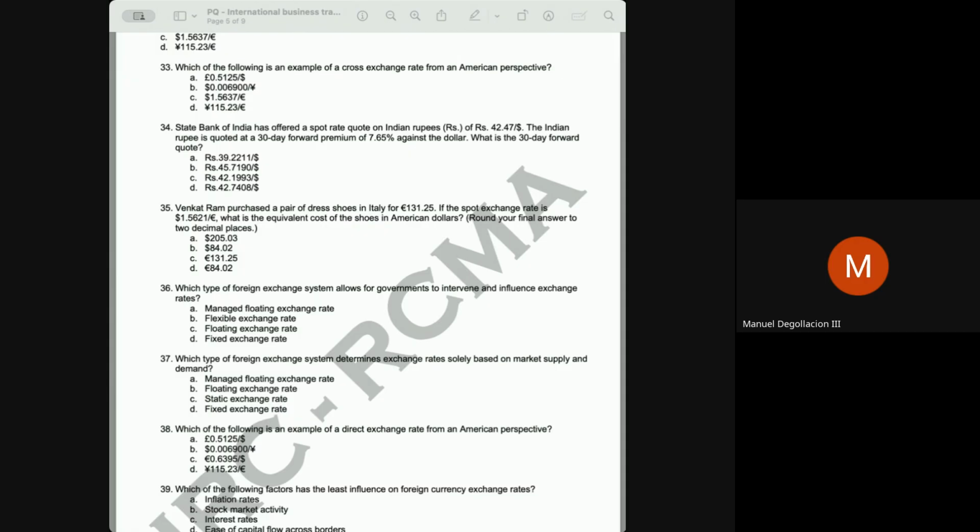since the exchange rate here gives us $1.5621 for every euro. So all you have to do is simply multiply 131.25 euros with 1.5621. That will give you the equivalent price or cost in terms of dollars. So 131.25 times 1.5621 will give you 205.03. So the answer here is A.